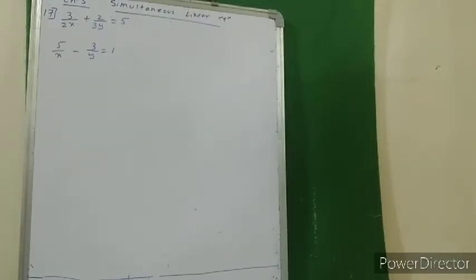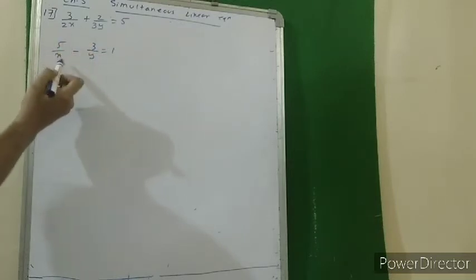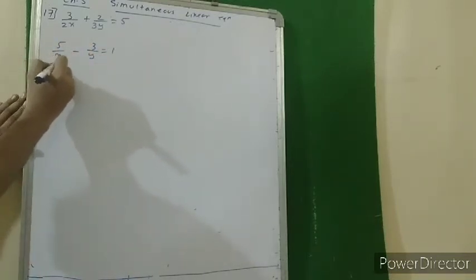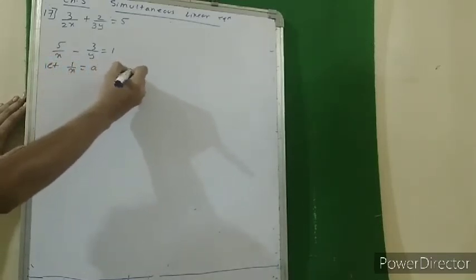Okay, now I will start with the 17th one directly. Okay, after 15, 16 are for homework. Try to solve it on your own. I will solve the 17th one. Okay, in the 17th one, x, y, both the variables are in denominator. So I'll take let 1 upon x is equal to a and 1 upon y is equal to b.